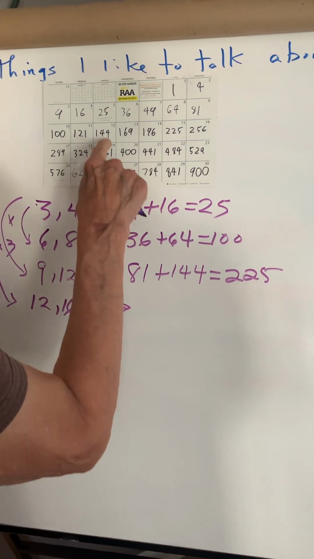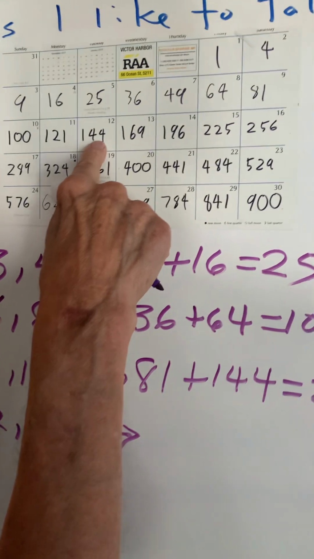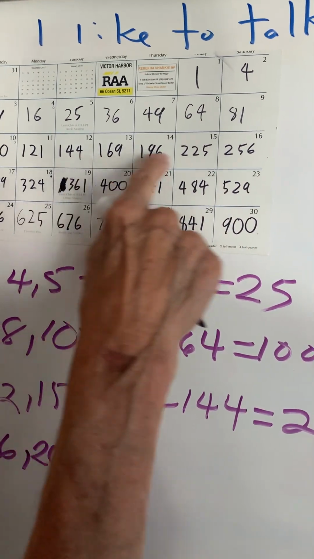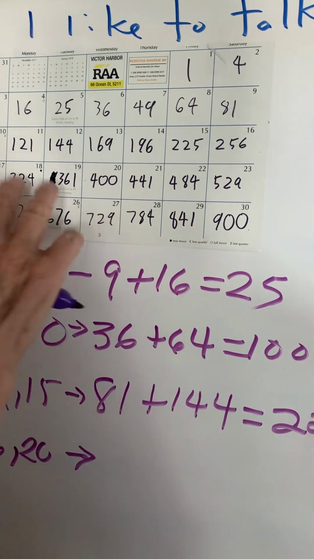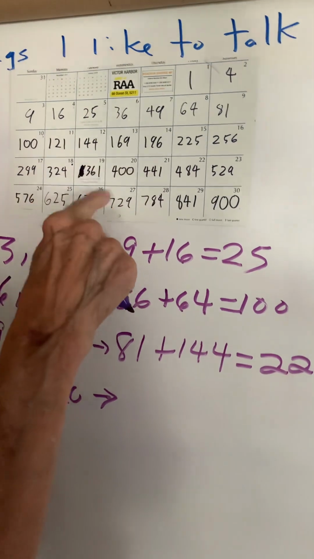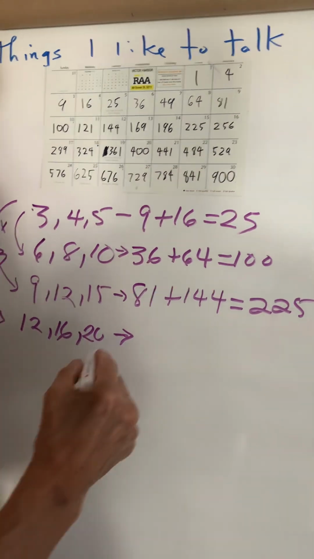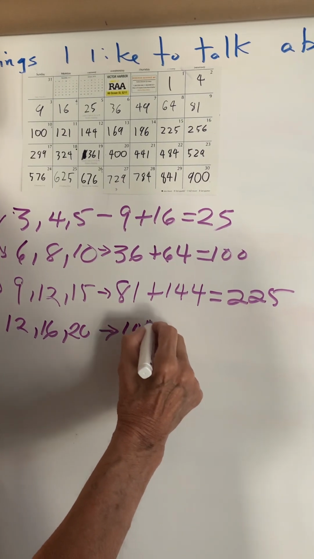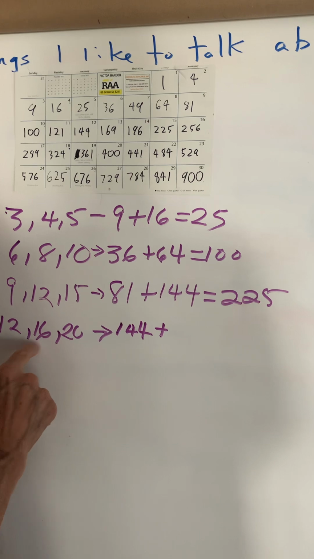Now you look at 12. Okay, now look at 16. Now look at 20. So 12 and 16 will add up to this. These are all the magic numbers that are on your calendar. So 12 squared is 144, plus 256.